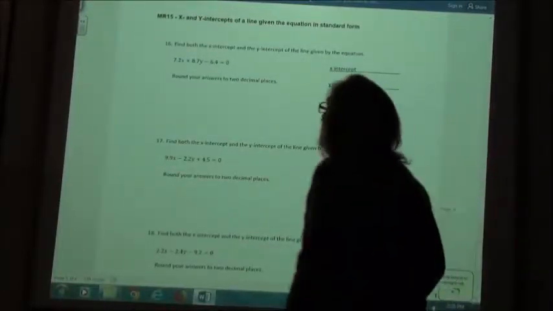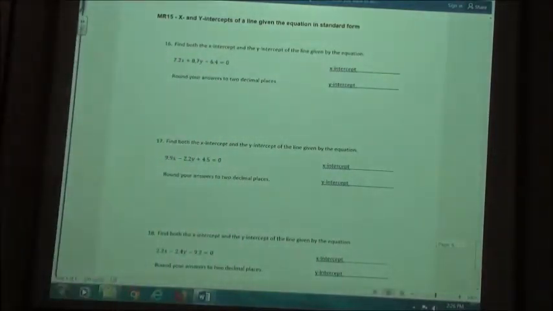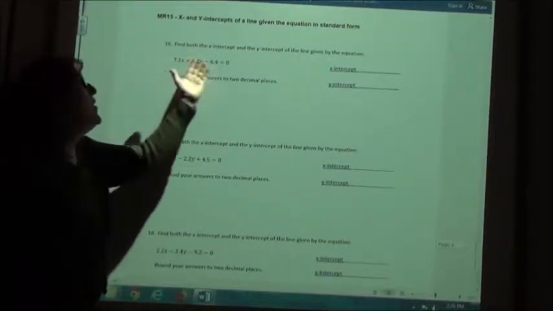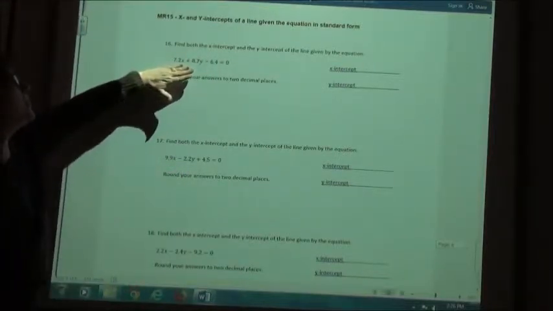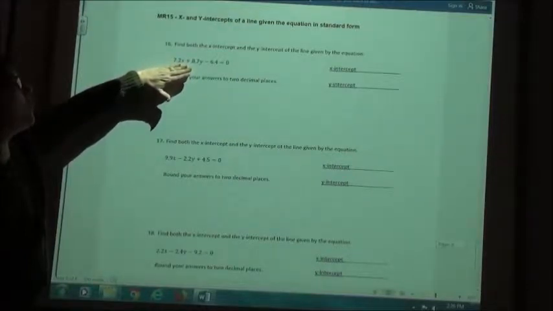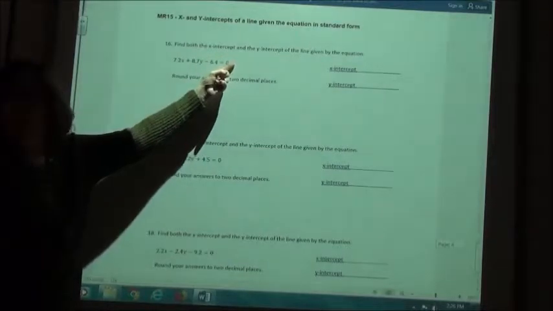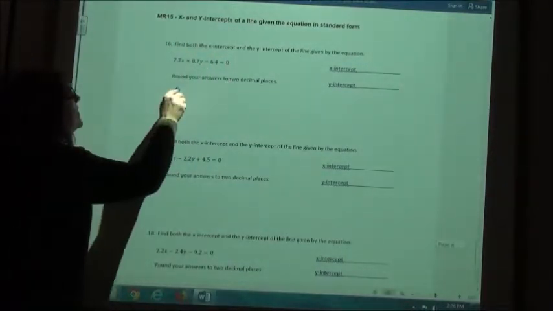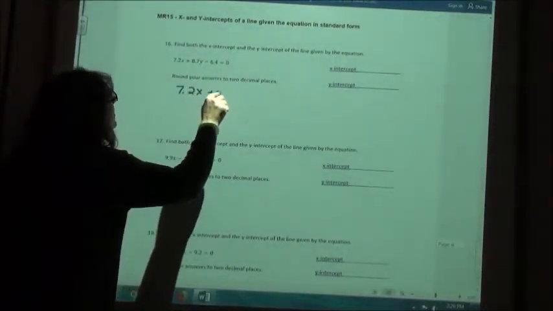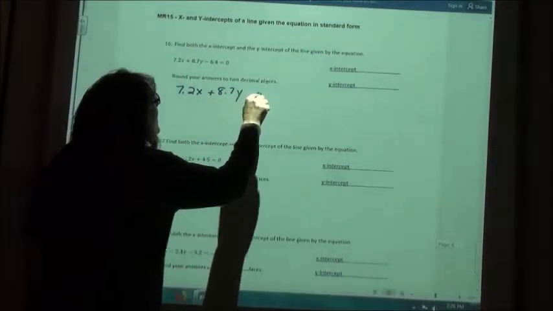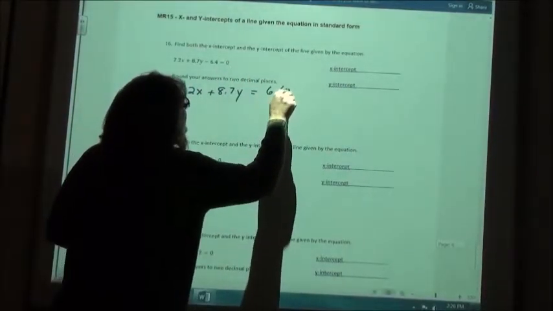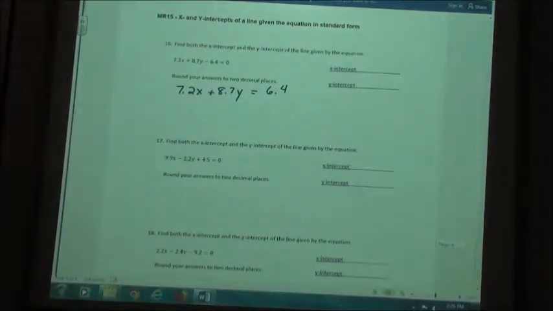The next one wants you to find both the x-intercept and the y-intercept of the line given your equation. Round your answer to 2 decimal places. Normally, if I'm going to find my x and y-intercept, I'm going to put it in standard form first. If everything's all on the same side, I'm just going to move my number to the other side. So I'm going to write it as 7.2x plus 8.7y equals, that's going to become a positive 6.4. I could leave it where it is, but then I'd end up moving it all the time.